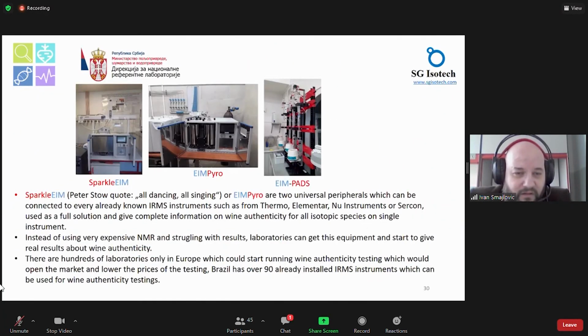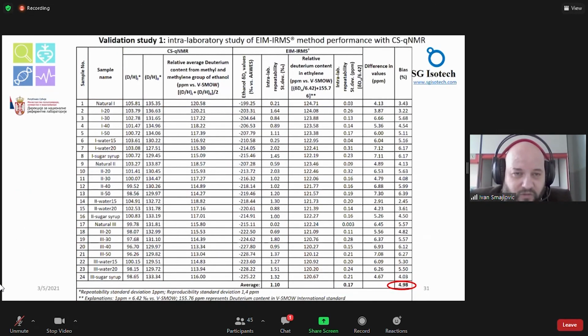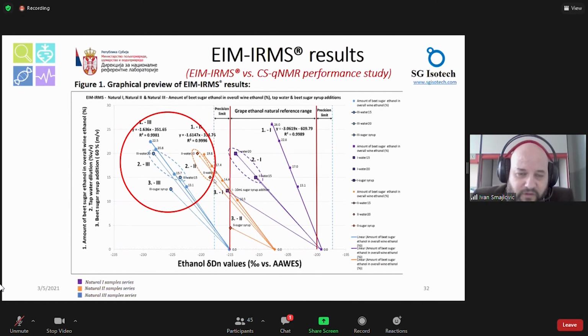That's why our company started to work on this problem, because we didn't see that NMR was helping so much. We started to work on a new method which can give better information than NMR. We did all kinds of validations and comparison studies to the NMR technique and all other isotopic techniques. For example, this is a graphical preview of our EIM RMS method, which is now in official procedure, and soon it will be a new OIV method.